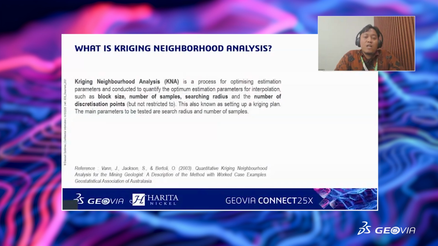So the Kriging neighborhood analysis is now also part of setting up our Kriging plan. The parameter we will test for this case is the searching radius. If you want to read further about this KNA, I have a reference here from Vann and Jackson for the quantitative Kriging neighborhood analysis. This is a very good paper for Kriging neighborhood analysis.